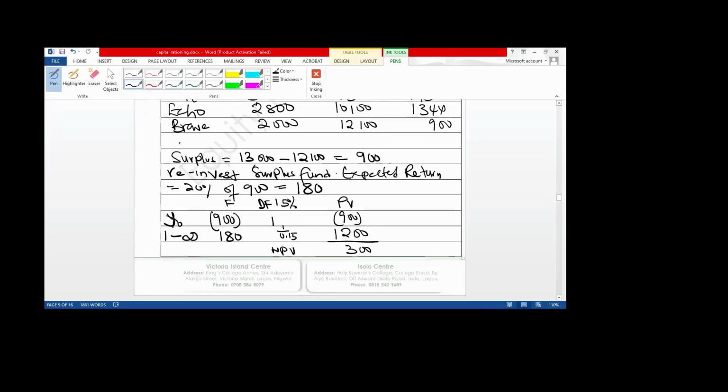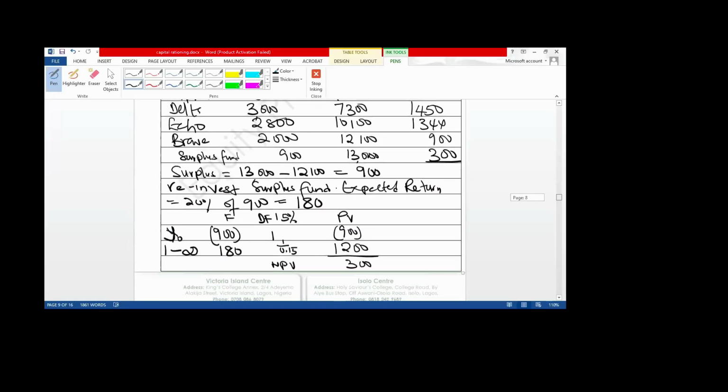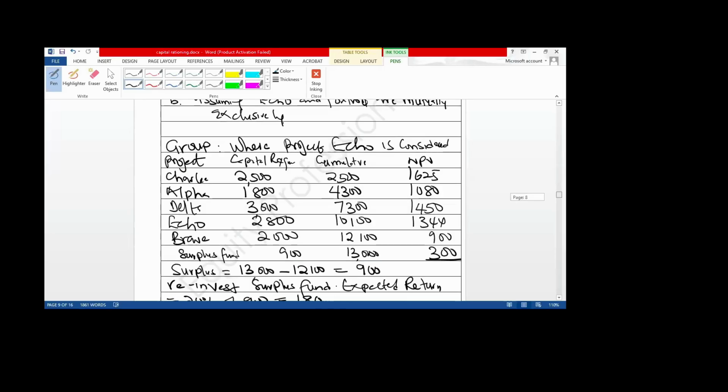Surplus funds invested, 900. Total amount 3,000. We are going to get a return of 300. Now sum up. If you take option 1, sum up. This option will give you 6,699.